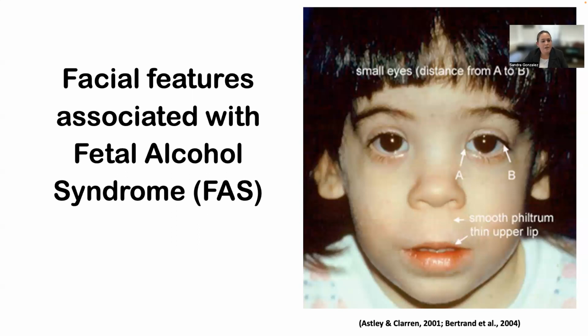I'm going to talk a little bit about the facial features associated with fetal alcohol syndrome. The specific facial features, or facial dysmorphia, that characterize fetal alcohol syndrome, or FAS, include the smooth philtrum, which is the smooth ridge between the nose and upper lip, the thin vermilion border, which is the thin upper lip, and the small palpebral fissures. That is the short distance between the inner and outer corners of the eyes, giving the eyes a wide-spaced appearance.